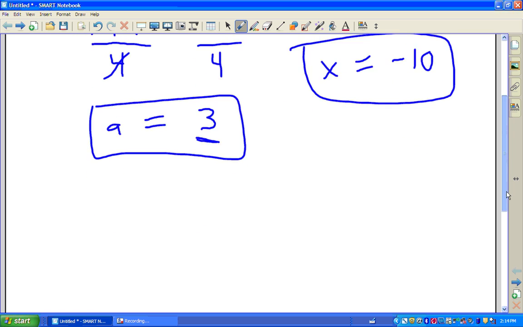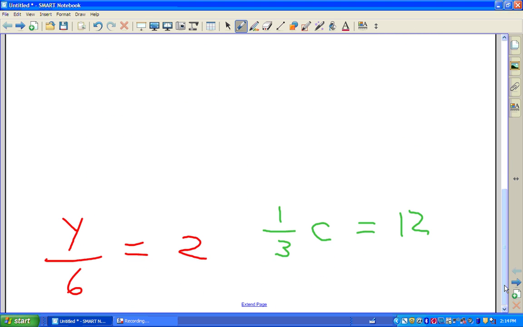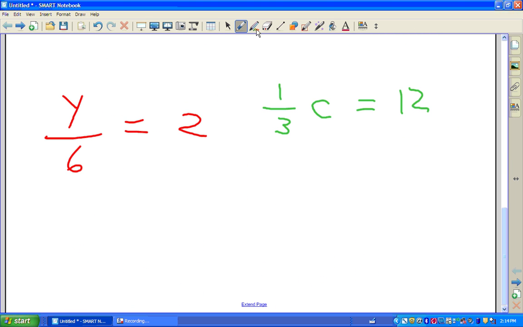Okay, let's look at a few more involving fractions here, all right? So now let's look at this one here. I'm going to try to do the y over 6. Notice that this is division. I want to get this term all by itself. So the opposite of division is multiplication. So I can multiply both sides by 6.